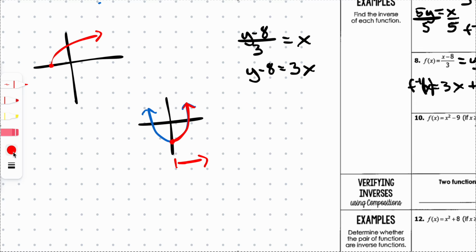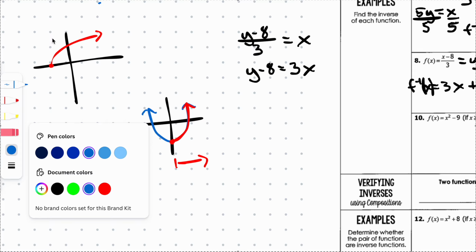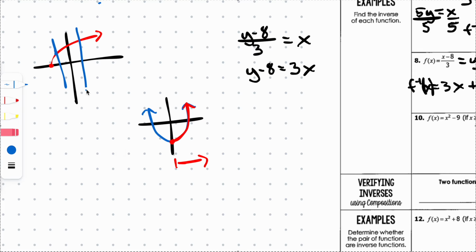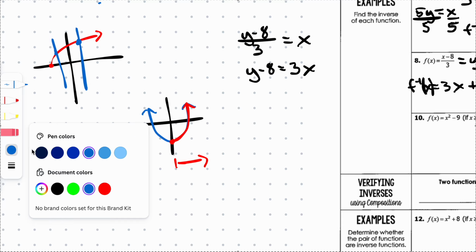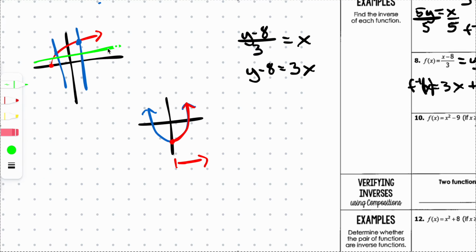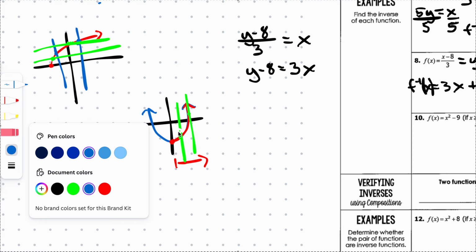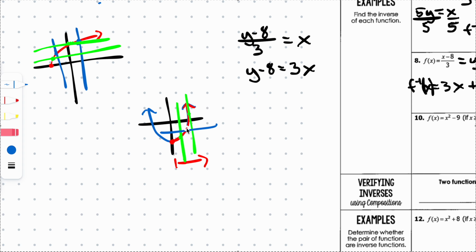And now this passes the vertical line test as well as the horizontal line test. Okay? And I could say the same for this, passing the vertical line test and the horizontal line test. Sorry, that's kind of weird that I use this blue, but it's fine.